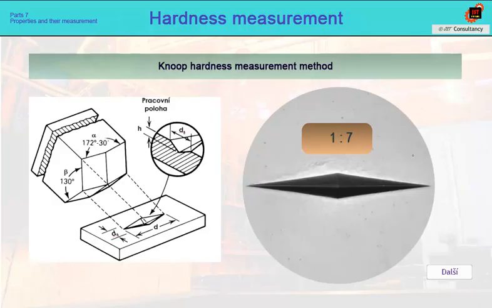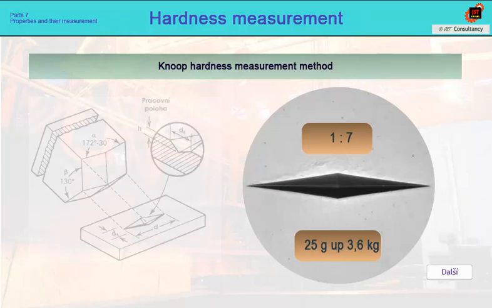The load range, according to the standard, is from 25 grams to 3.6 kilograms. In this method, the hardness of the material is evaluated only on the basis of the longer diagonal. This diagonal is much longer than in the Vickers method at the same load, so the reading is significantly more accurate, which has a positive impact on the resulting accuracy of the obtained hardness value.